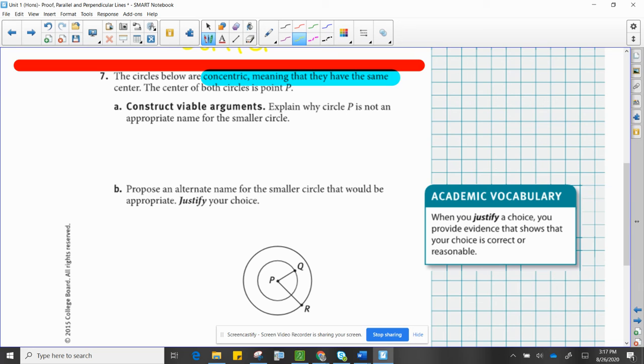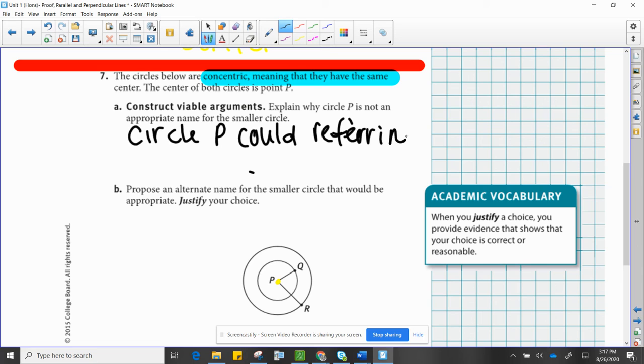Okay, so explain why circle P is not an appropriate name for the smaller circle. So if we call this circle P, because we're naming the circle based on its center, that's fine, but both of these circles share that center point. So if I just said circle P, it's not very clear which circle I'm talking about, right? So let's write that in. So circle P could be referring to either circle. So if I use circle P, it's not really an appropriate way to do it.